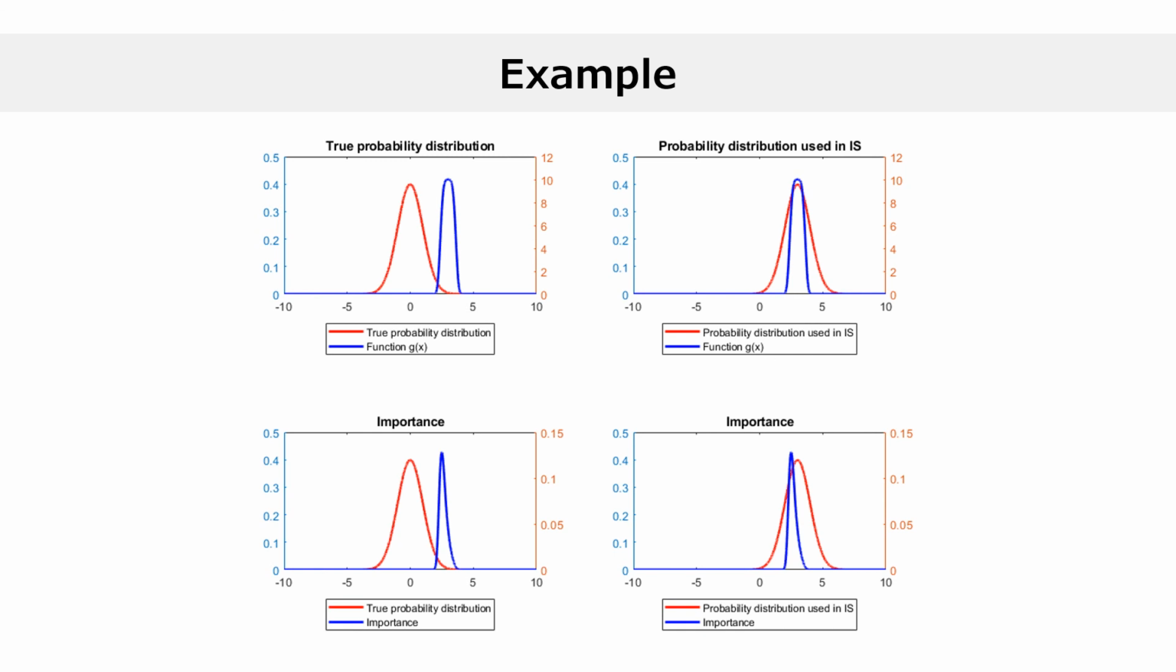In the upper right panel, we plot the wrong probability distribution used in importance sampling. The wrong distribution assigns higher probabilities to the important values, as shown in the lower right panel. By performing importance sampling in this manner, we managed to reduce the variance of the approximation by about 85%.